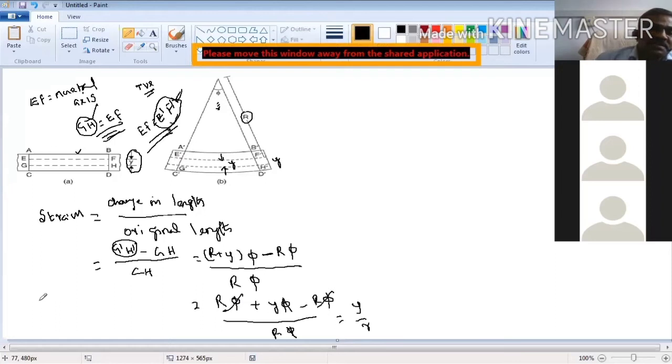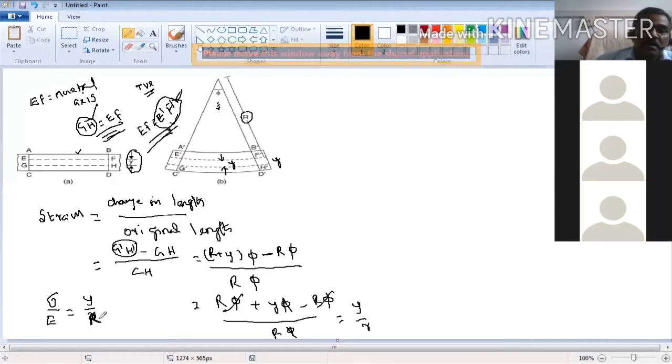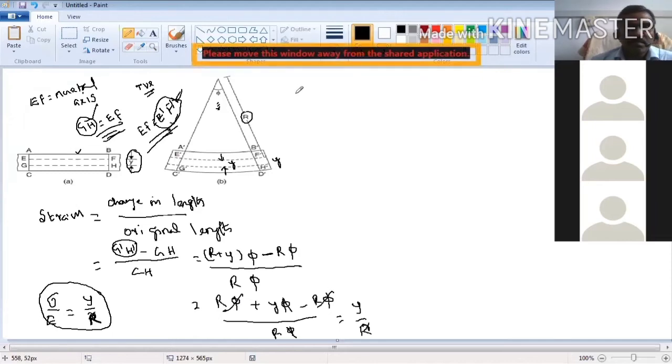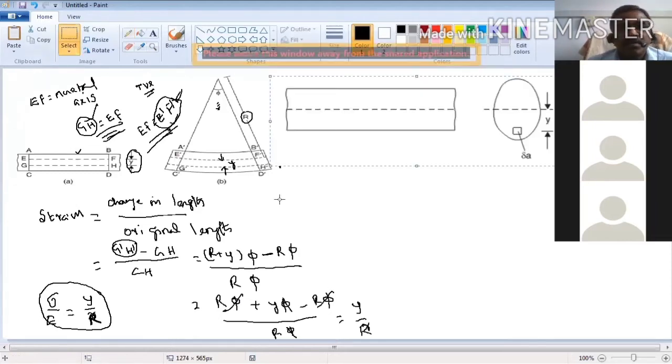What is the equation for strain? Stress by Young's modulus, that is sigma. Stress by Young's modulus is equal to what? Y by R. We have taken capital R. Y by capital R. So this is one derivation. Another small derivation is, so using this I am going to derive another derivation.